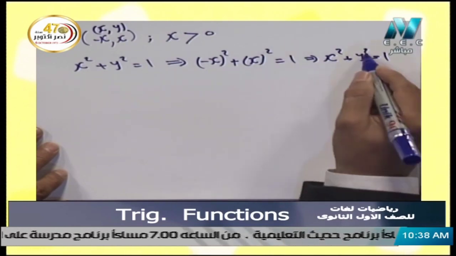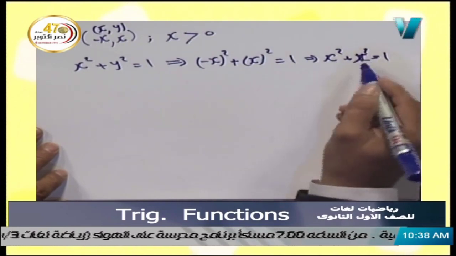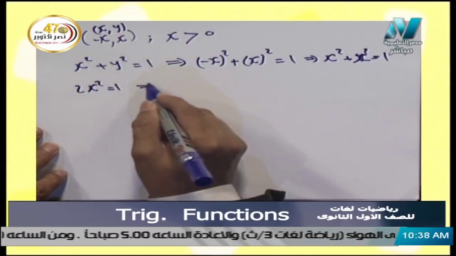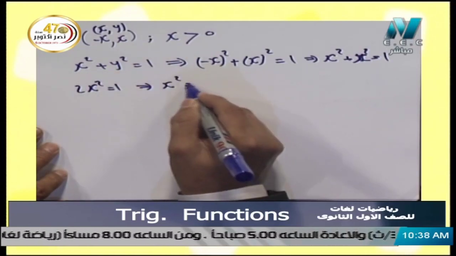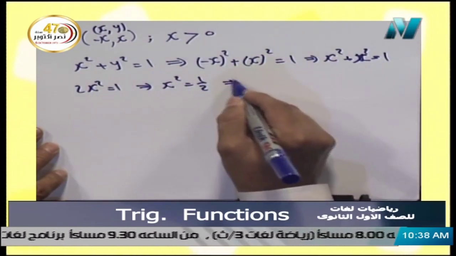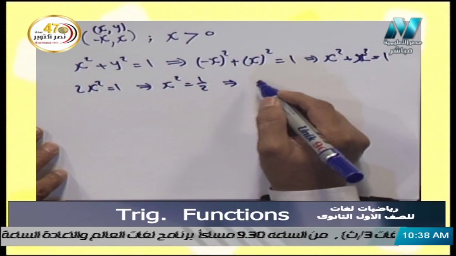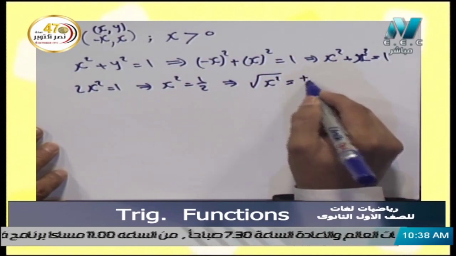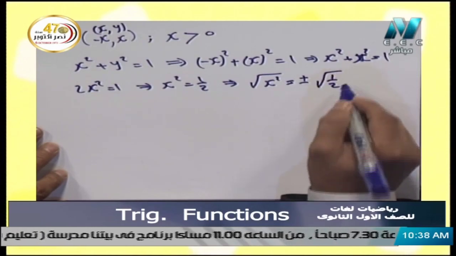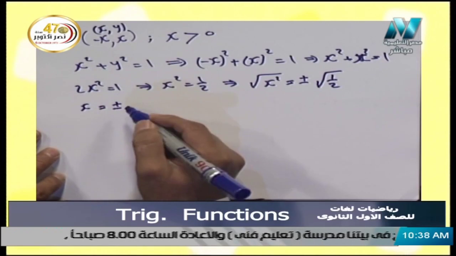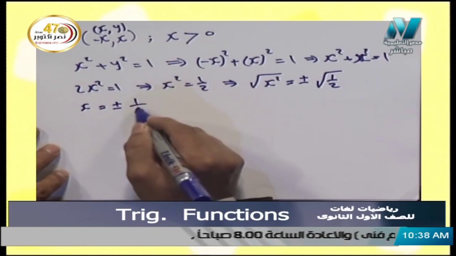y squared is x squared now. So we have double x squared equals 1. So x squared equals half, we divide by 2. When we take the square root of the two sides, x must be positive or negative 1 over root 2.